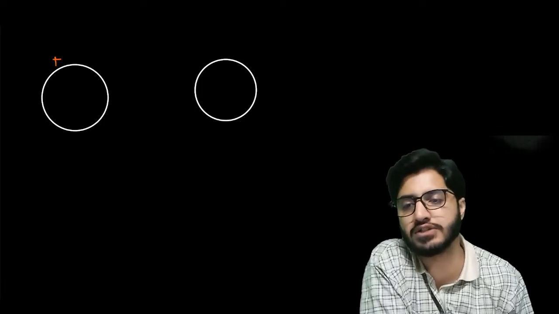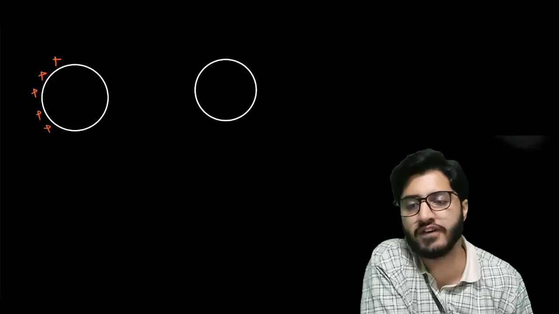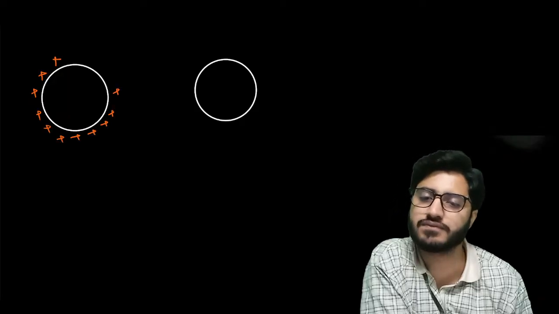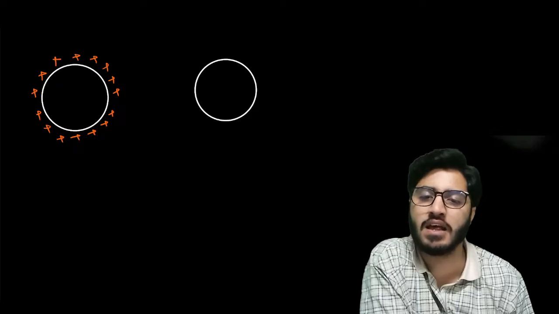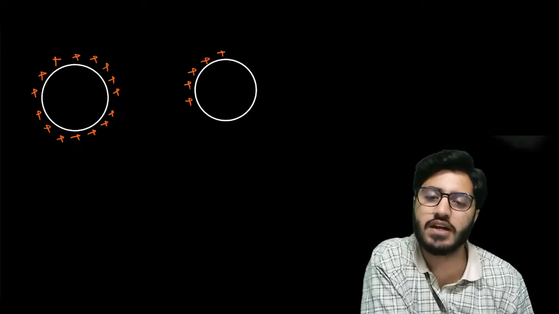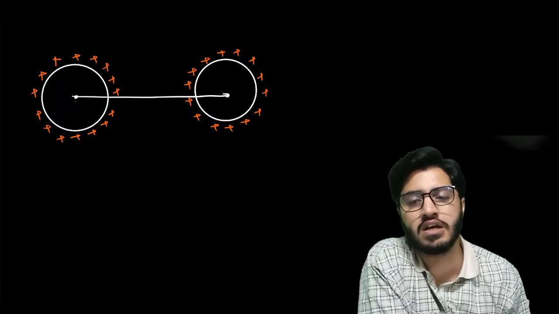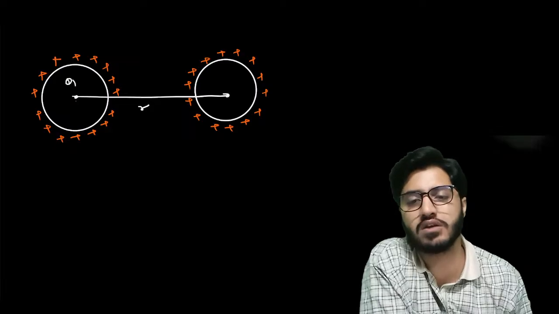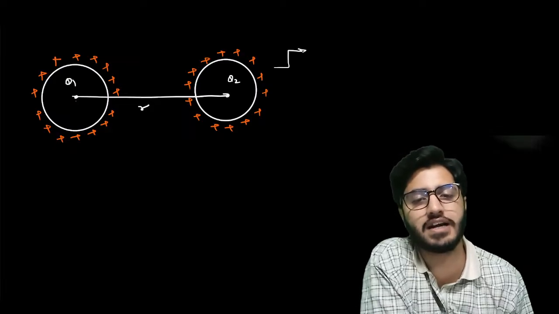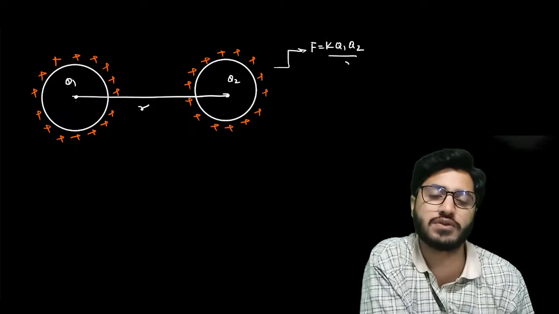One sphere. One more sphere. If we are given a charge of plus here, right? And we have given a charge plus here. Okay. So in this particular case, we can use R, Q1, Q2. Yes, definitely. It is my guarantee. You can write F equals K Q1 Q2 by R square.